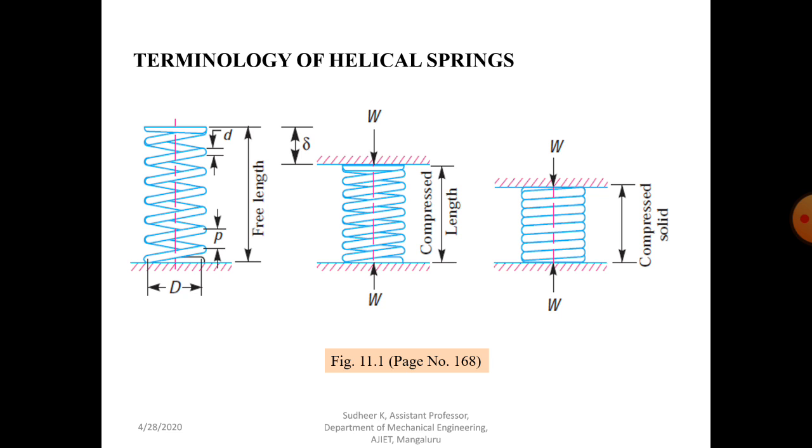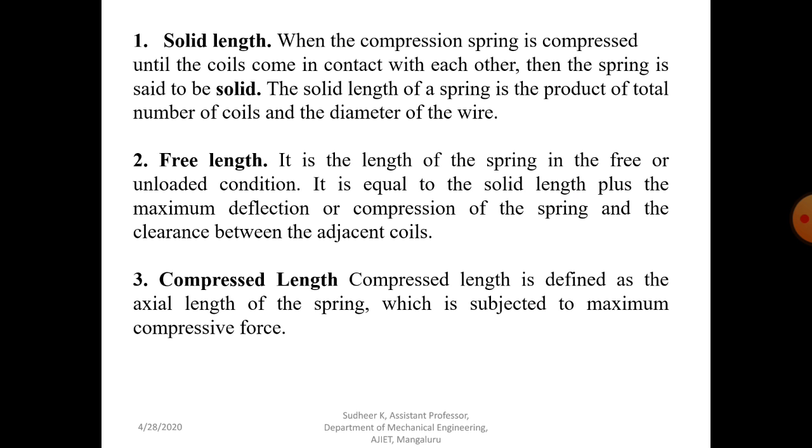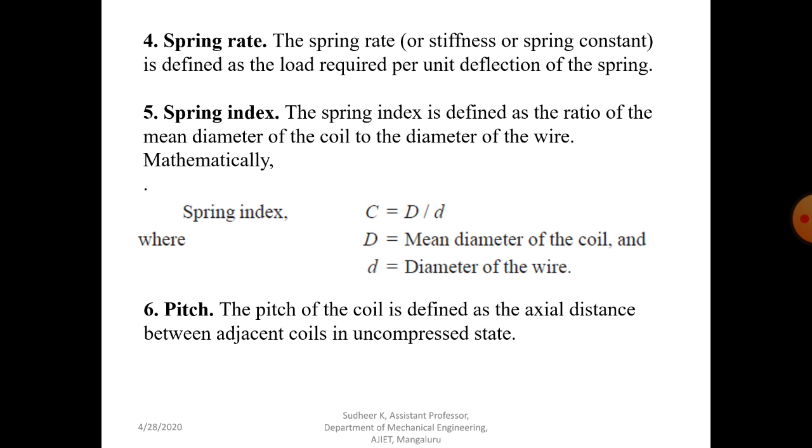Based on this, we have to find the spring index. Spring index is nothing but the ratio of the mean diameter of the coil to the diameter of the wire. So mathematically the spring index is given by C equal to D by d. D is nothing but the mean diameter of the coil, and small letter d is nothing but the diameter of the wire. So this is one of the important parameters in spring design. We call it the spring index, and it is denoted by capital letter C.